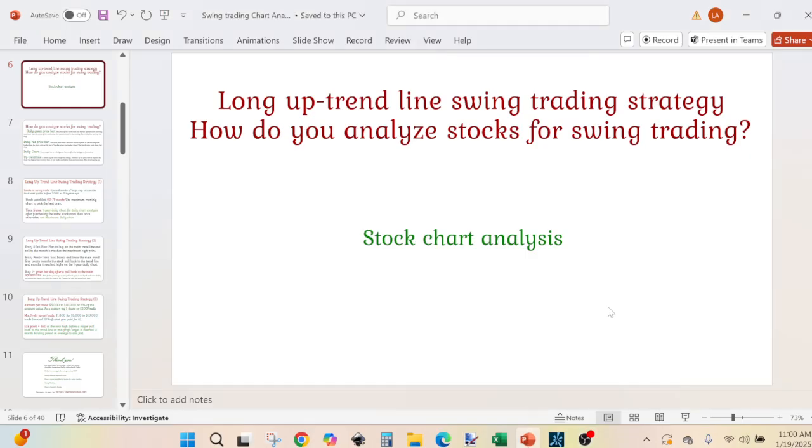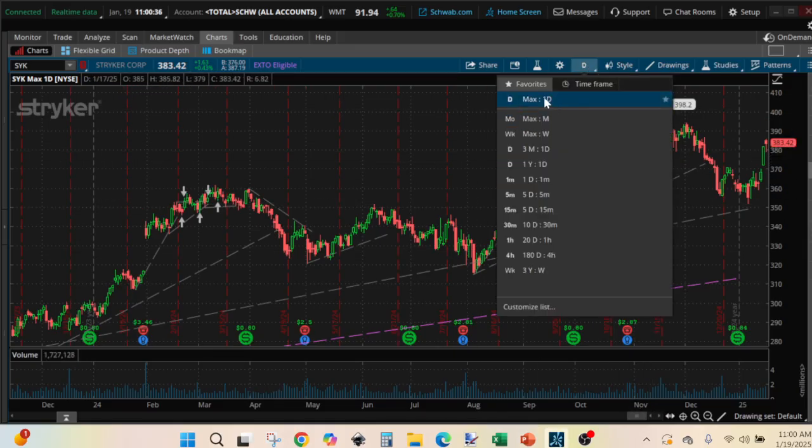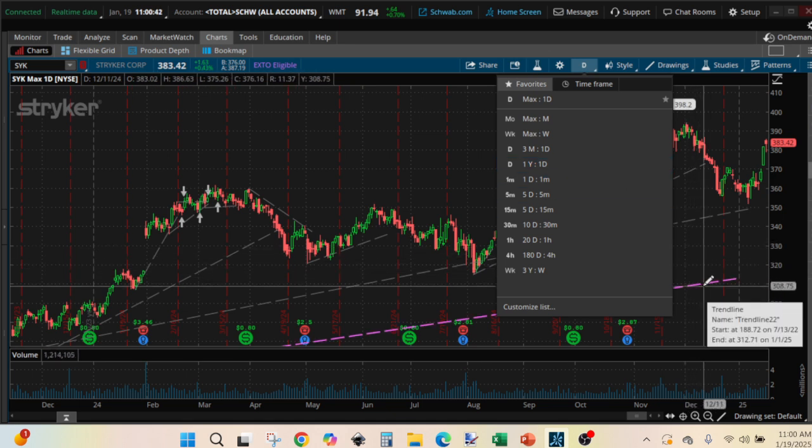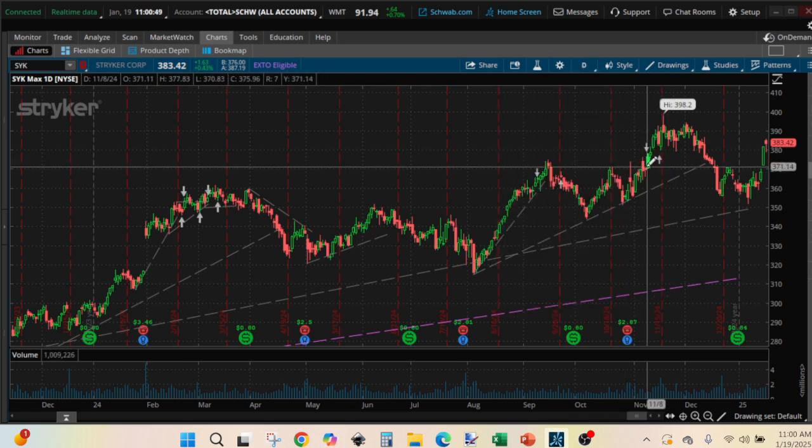Hello, how do you analyze stocks for swing trading if you are using a long option swing trading strategy? We have the thinkorswim platform open, and you can use the maximum daily chart or the 1 year daily chart. But for some trend lines that can be very low, you may not see them on the 1 year daily chart. Therefore, we are going to use the maximum daily chart. But either way, you swing trade on the daily chart. At least that's what we do.